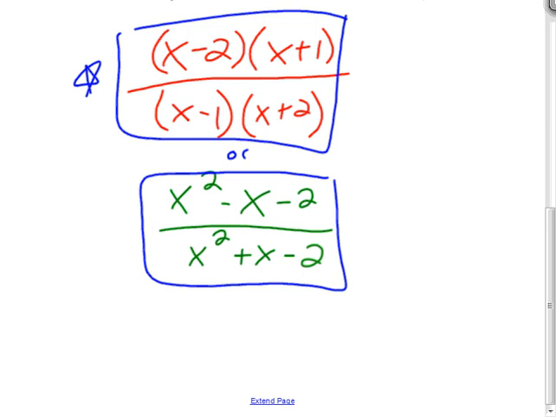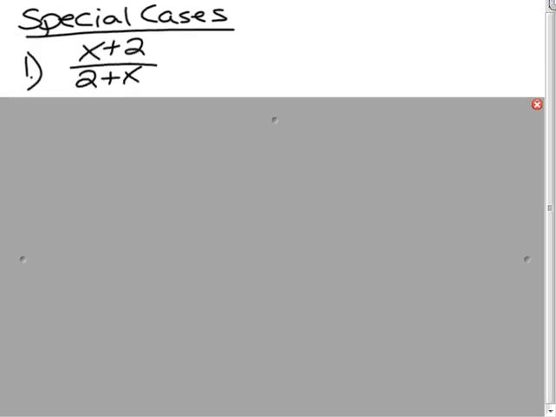There are a few unique cases where that's not the case. So there are 3 special cases that we're going to have to look at. Here's the first one, x plus 2 over 2 plus x. It's not exactly the same looking way. However, with addition, does it matter which order I do them in? So I can rewrite the top as 2 plus x, and the bottom is also 2 plus x.